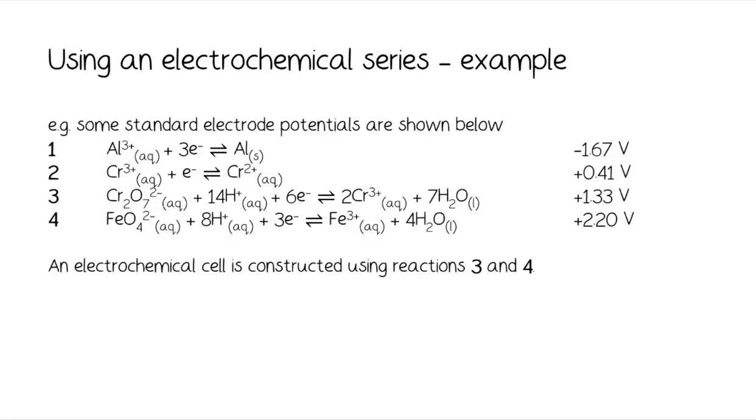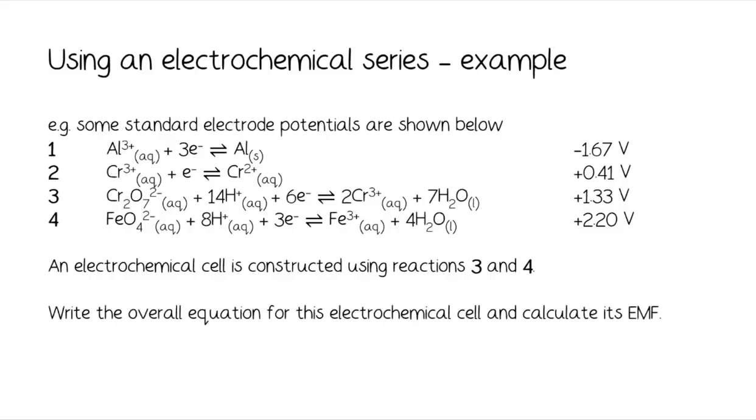Okay, so here's another example for you to try. We've got a bunch of electrode potentials here in an electrochemical series, and an electrochemical cell is constructed using reactions 3 and 4. Write the overall equation for this electrochemical cell and calculate its EMF. So give it a shot and then just press play when you want to see the solution.